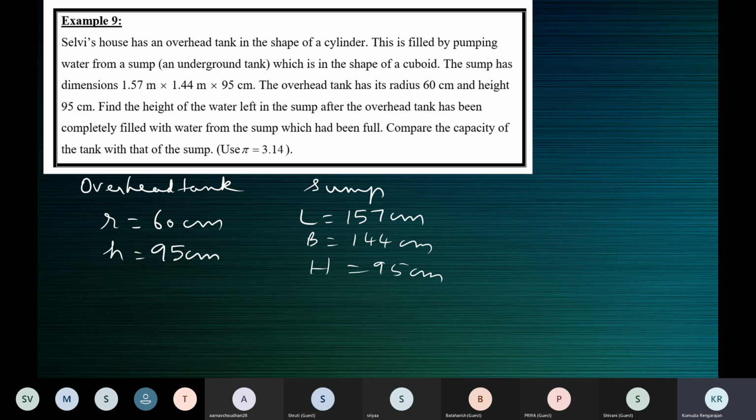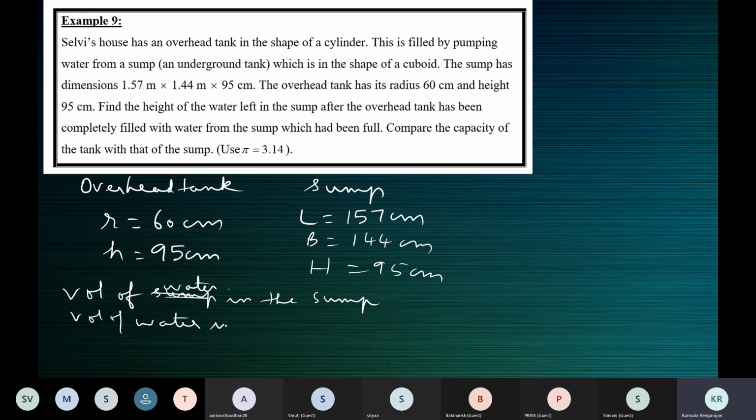Okay, so how do we find the water left in the sump, children? What will you do? How do you find the volume of the water left in the sump? Find the volume of the sump. That's the first step. Find the volume of the sump, or volume of water in the sump, length times breadth times height. Then find the volume of water in the overhead tank.